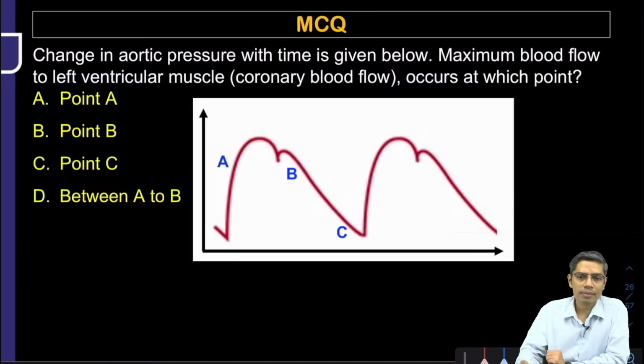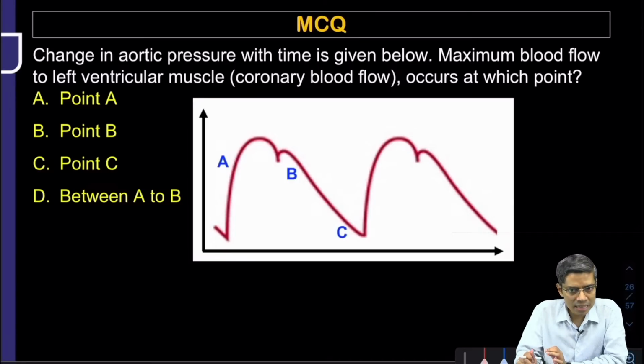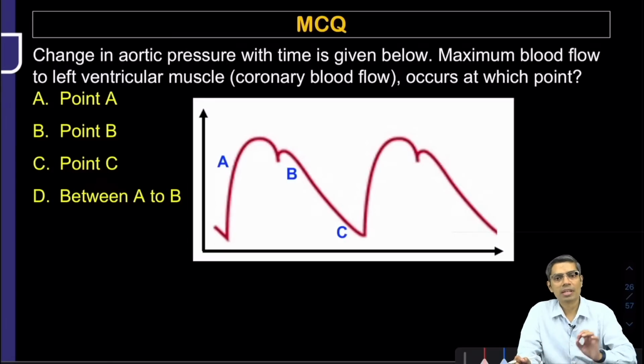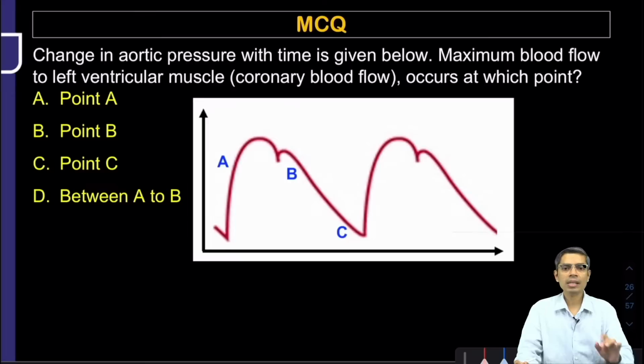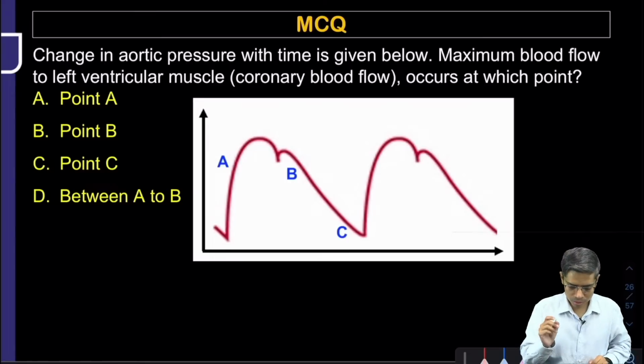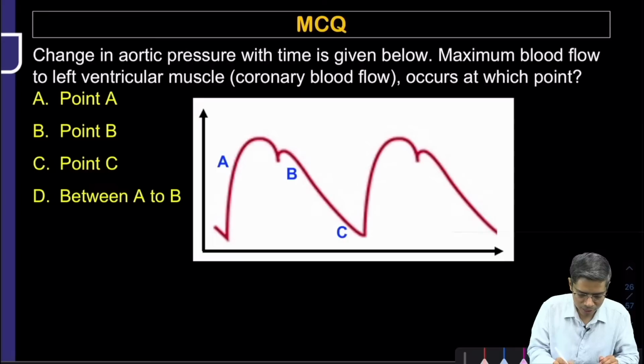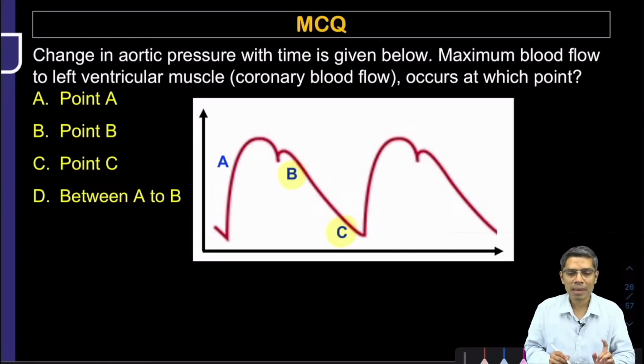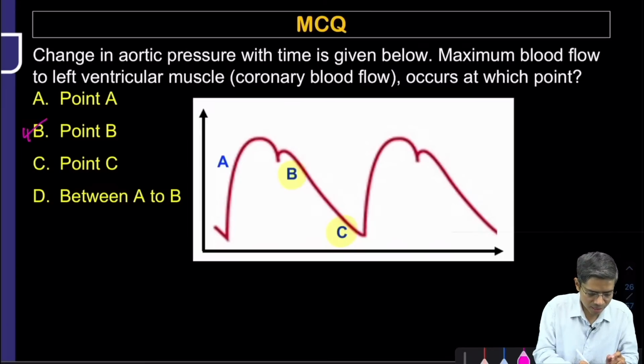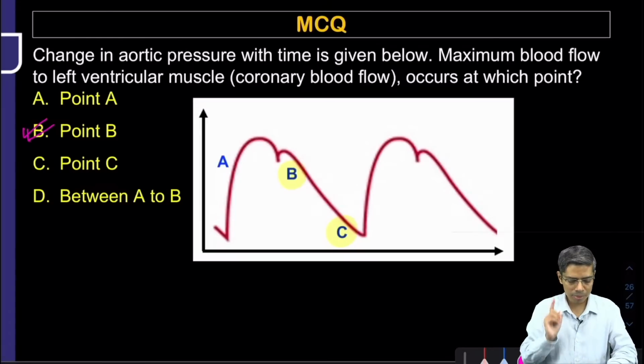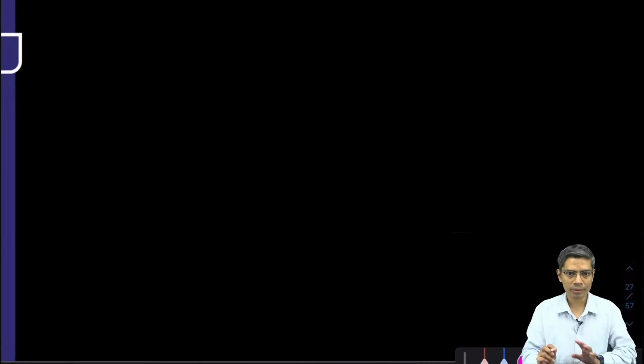And this curve is the aortic pressure curve. You have to identify which point is the diastolic point. Which point is the diastolic point? The question is maximum. So, please note down that whenever I explain this, you will understand that the blood flow to the left ventricular muscle will occur both during B and C, but maximum blood flow will occur during point number B. So, my answer here is point number B. Now, please look at the explanation, very, very important. I am telling you.